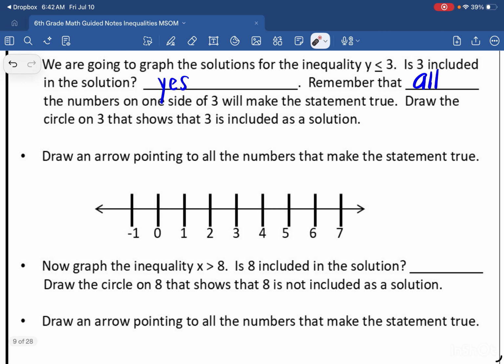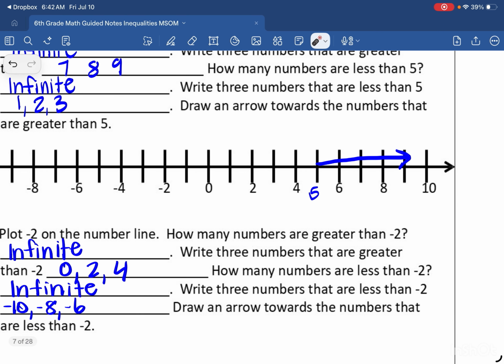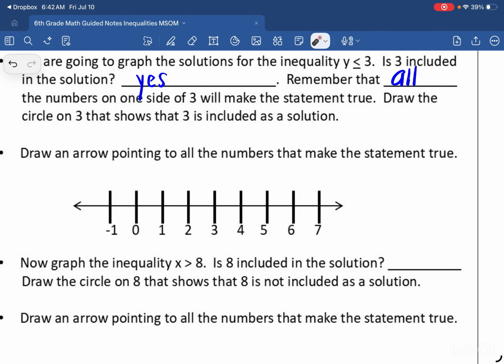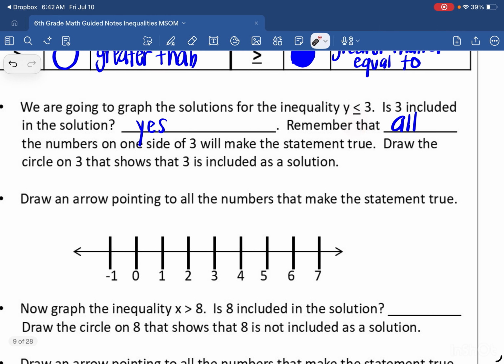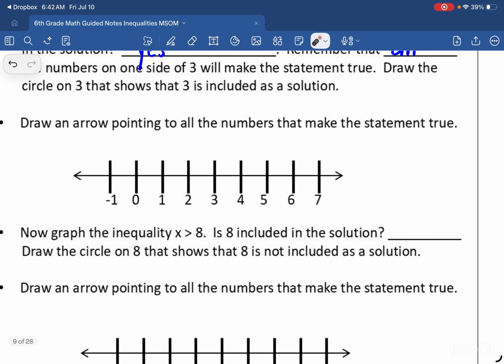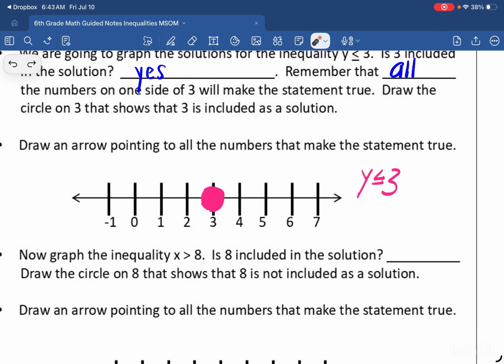Remember that all the numbers on one side of 3 will make the statement true. So going back to page 1, all the numbers on one side of the number that we plotted would make the statement true. It says, draw the circle on 3 that shows 3 is included as a solution. So our symbol is less than or equal to. So we're going to do a closed circle on 3, which means a circle colored in.